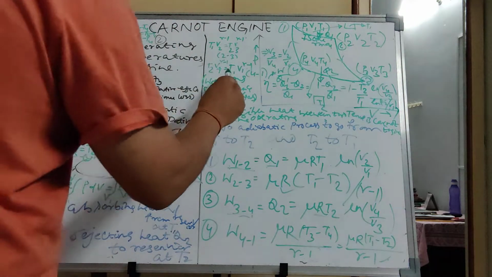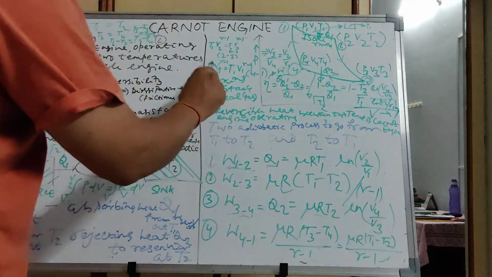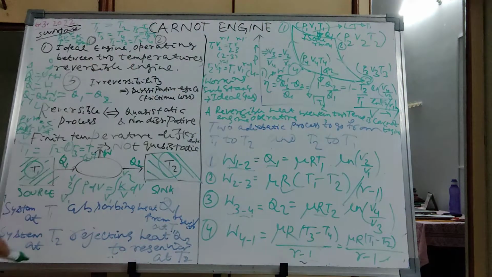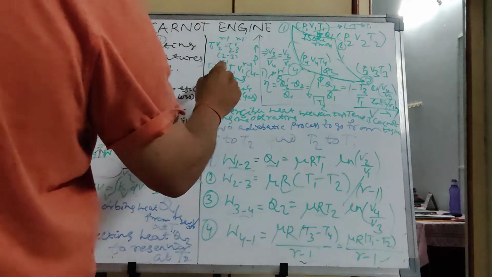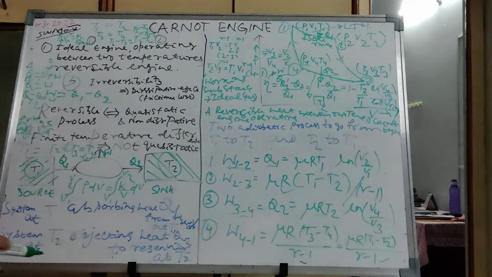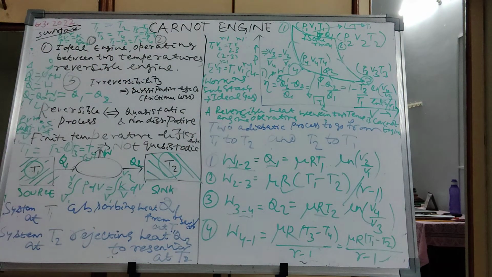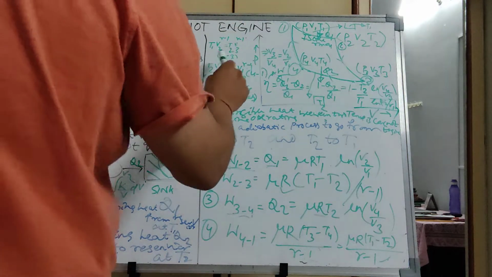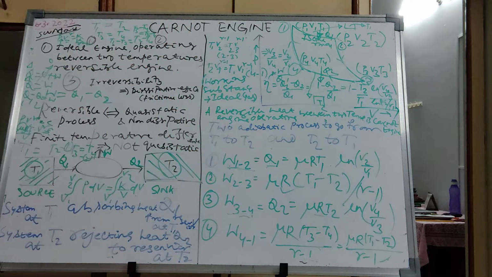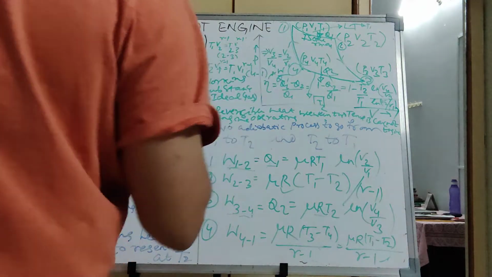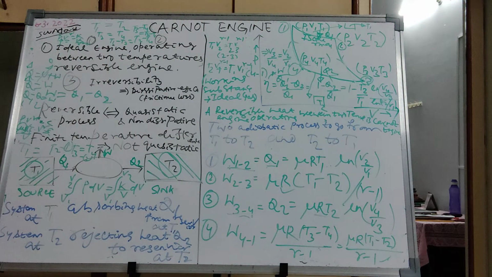Similarly, this is the 2-3 process, and this is the 4-1 process. For 4-1, you can write T2 V4 to the power gamma minus 1 is constant, and T1 V1 to the power gamma minus 1 is constant. So when you simplify all this, you will arrive at an equation V3 by V4 is equal to V2 by V1.